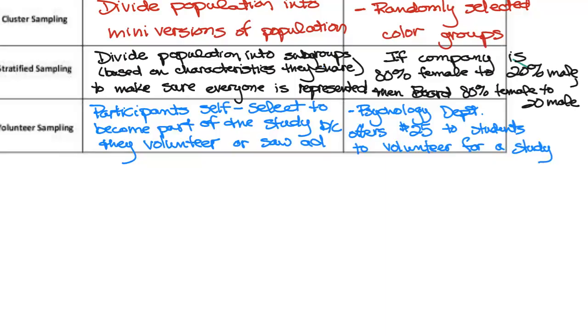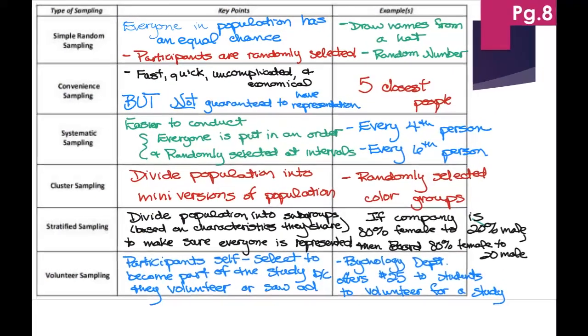Okay? All right, so you guys can sit down. So if you want to, you could add into convenient sampling the 5 closest people or the 4 closest people. You might want to put whatever we're doing in class and add that to an example if you have room or if you want to.